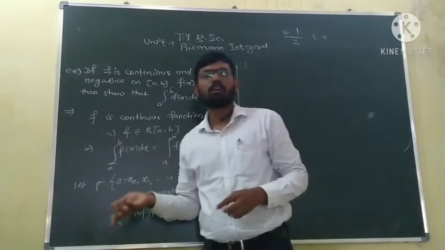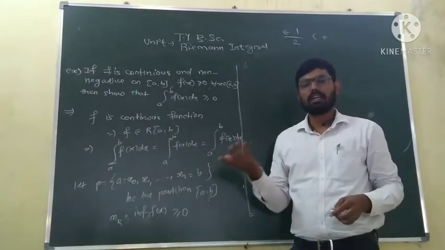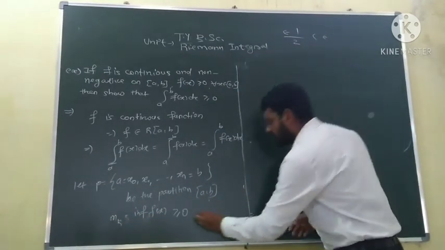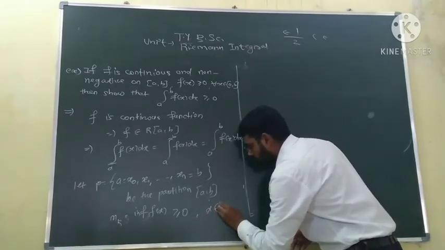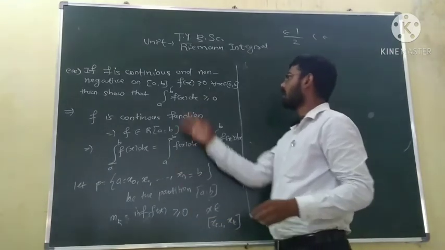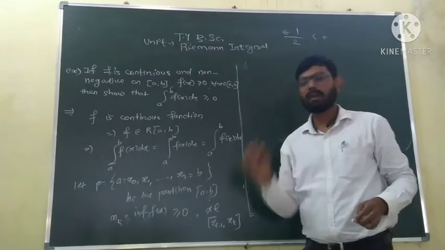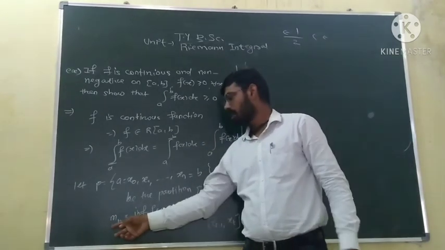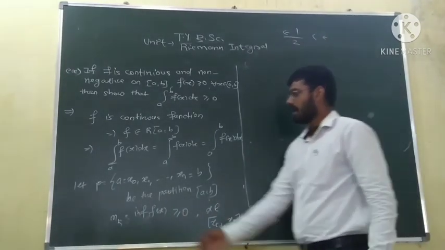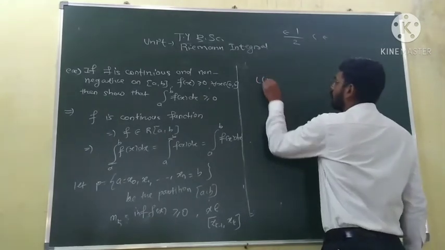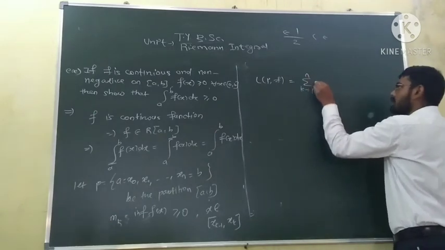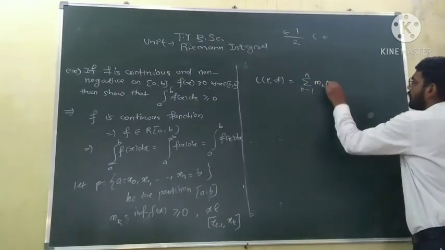Since the function is always greater than or equal to 0, whether it is the minimum value or the maximum value, it should be greater than or equal to 0, where x belongs to the subinterval [xk-1, xk]. Since the function is greater than or equal to 0 in the whole interval [a, b], it must be so in each subinterval. So since mk is greater than or equal to 0, we have the lower sum L(P, f) equal to the summation from k = 1 to n of mk times delta xk.